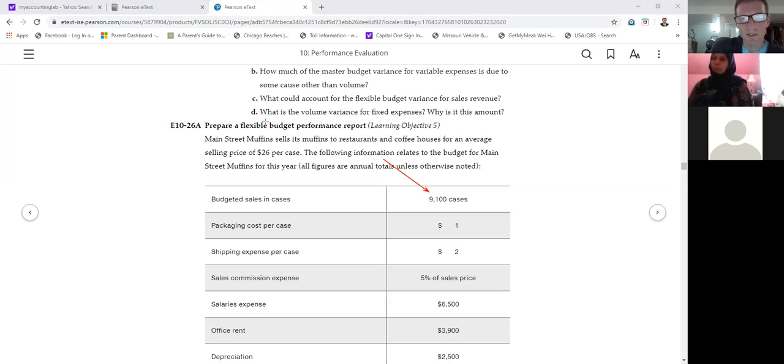And if you're running a business, you always want to beat the budget. You want to have more sales. You want to have less cost. You want to have more money. Okay, and that's just basically how it works.